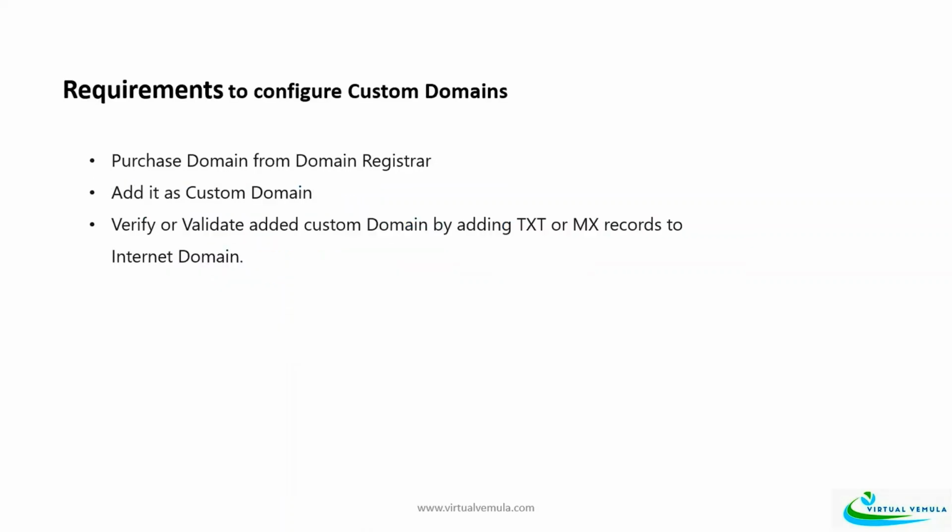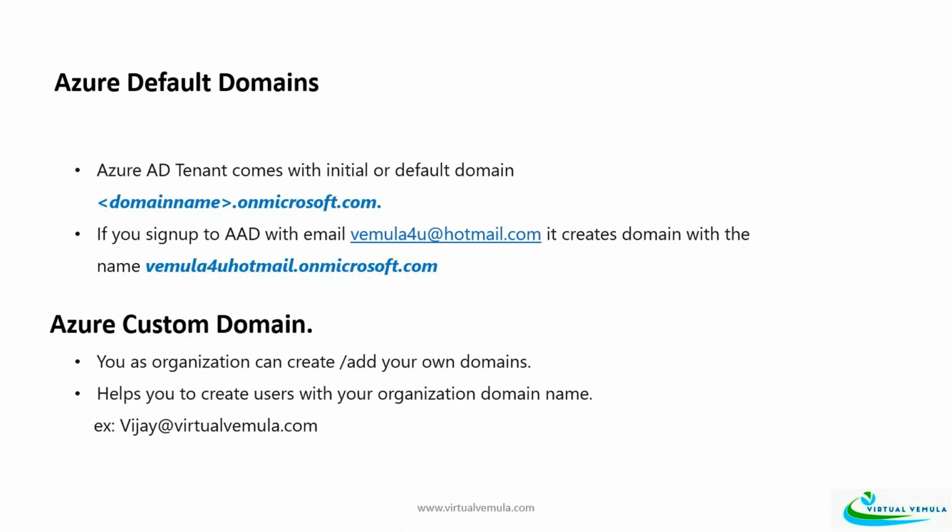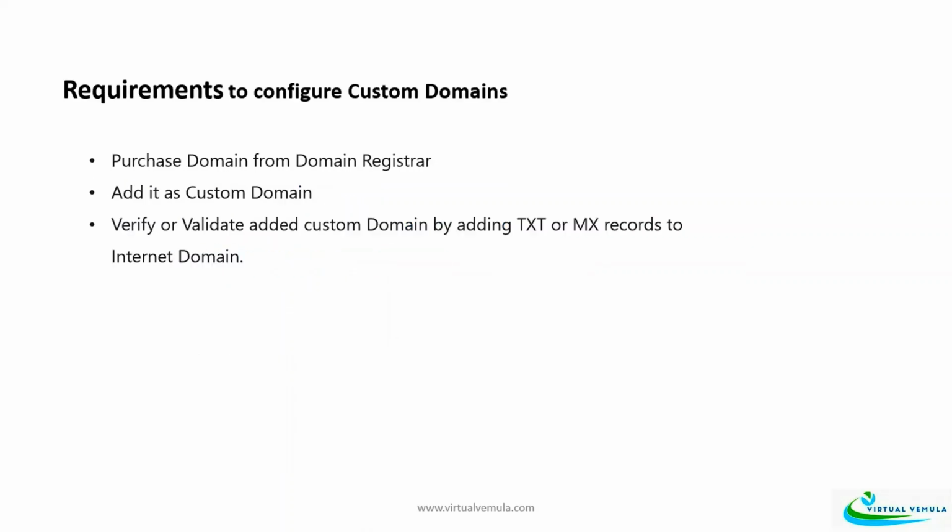Then how do I add these custom domains? What are the requirements? The domain that we are talking about in this example, which is virtualvemla.com, should be an internet domain, which means you should be purchasing the domain from a domain registrar. You can go with Google or GoDaddy, or there are multiple vendors in the market who will sell domain names. You can purchase your domain name there.